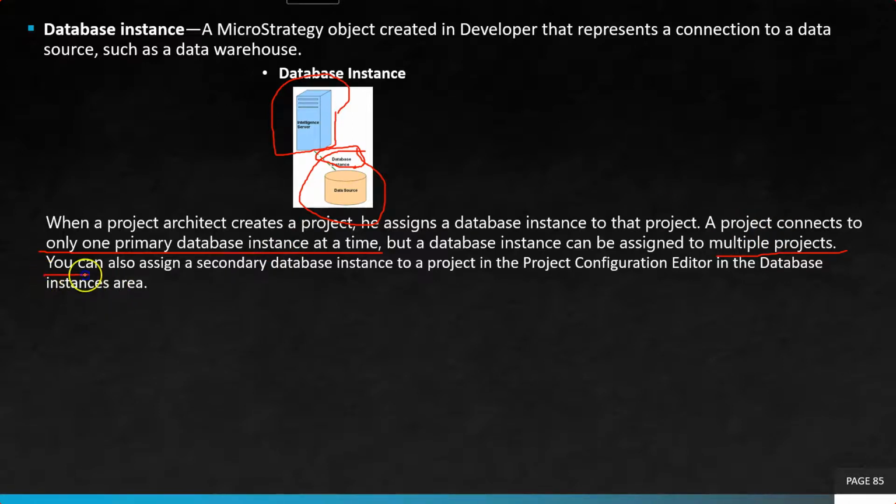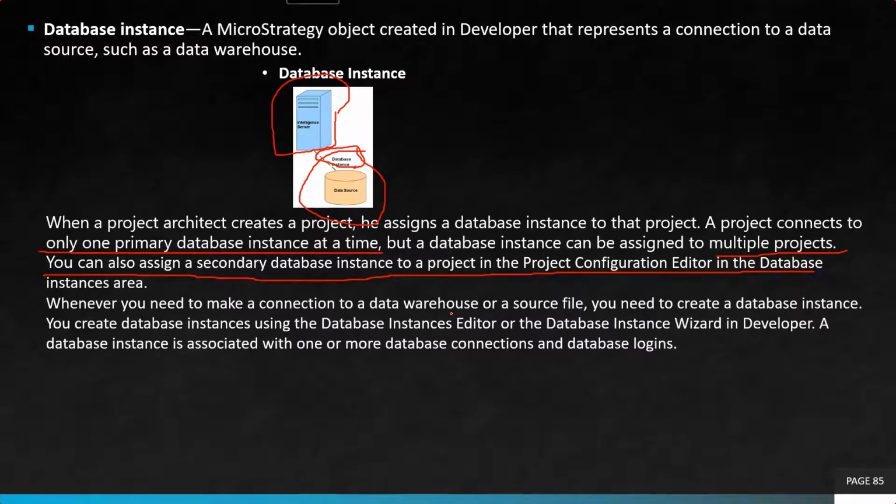You can also assign a secondary database instance to a project in the project configuration editor. So whenever you need to make a connection to a data warehouse or a source file, you need to create a database instance, and you create a database instance using the database instance editor or your database instance wizard in your developer.